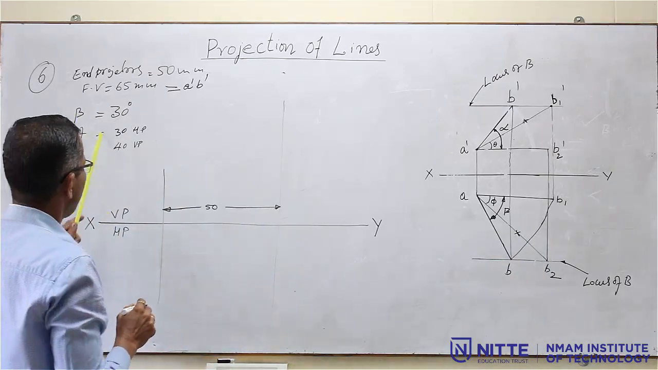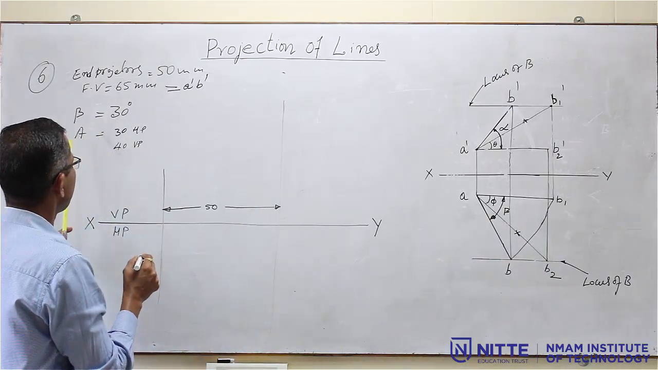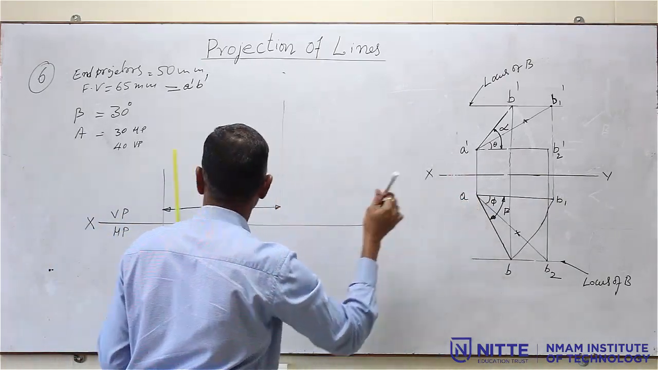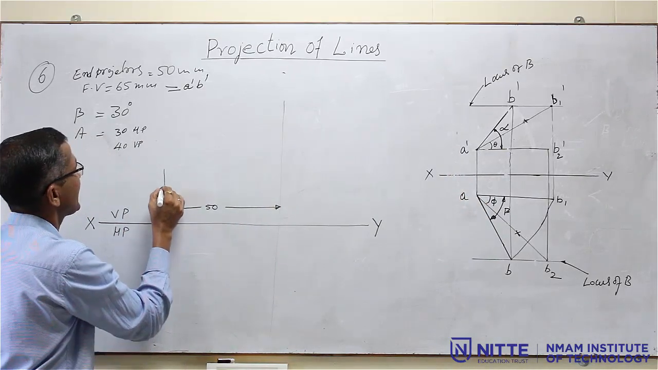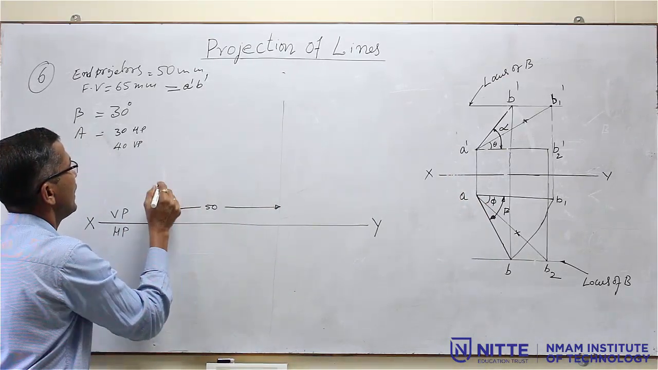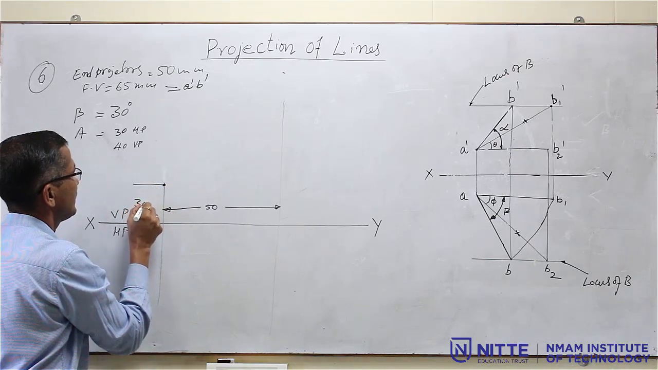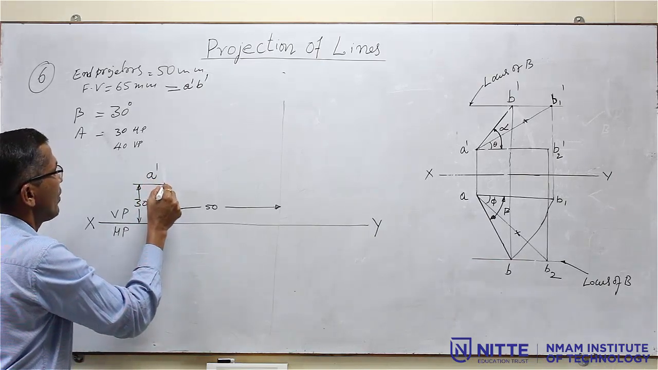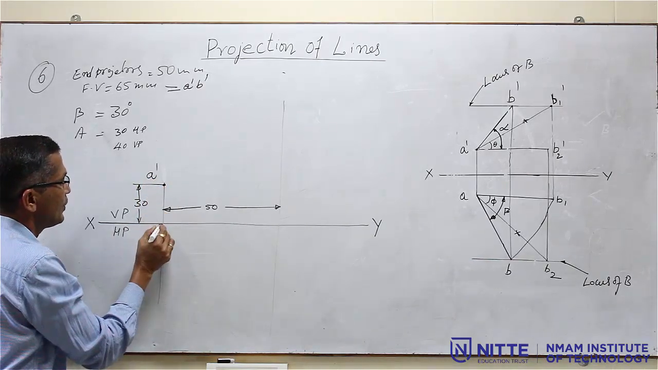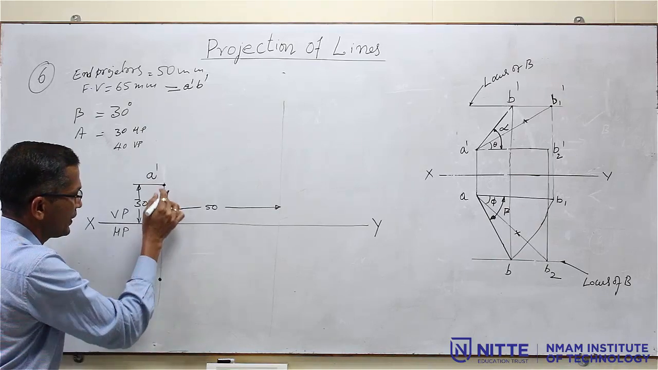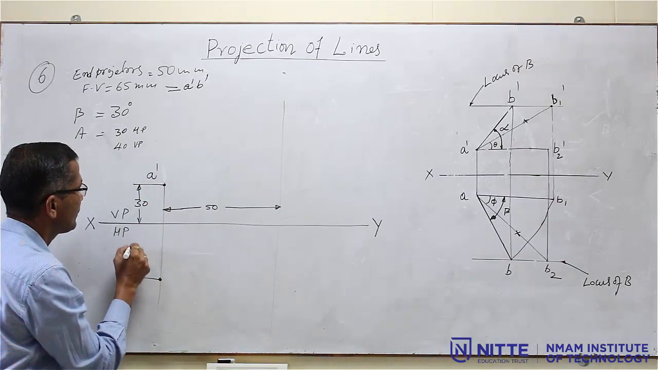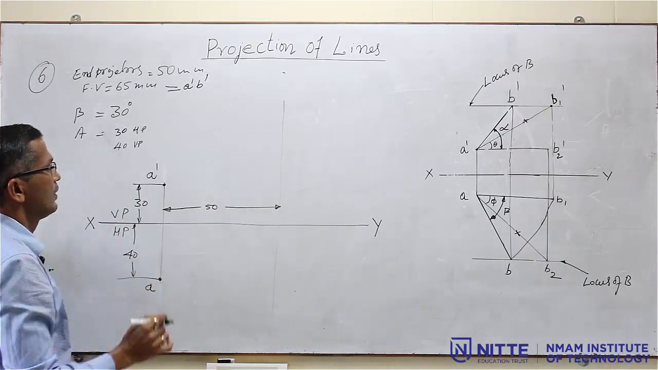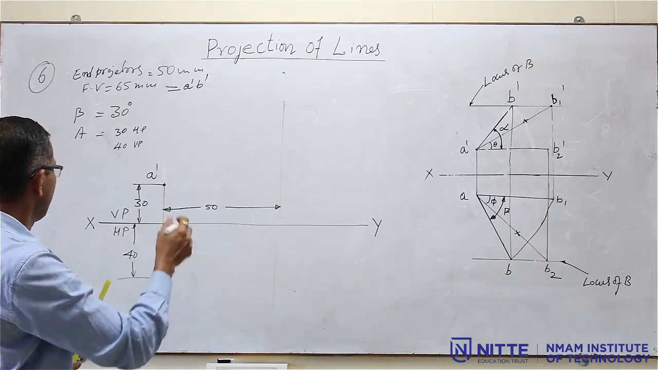So here they are given the location of A. Where is A? A is in this end. How much above HP and in front of VP is given. From the XY line you measure a distance of 30 mm and mark this as A dash. Similarly, 40 mm in front of VP. From the XY line you measure a distance of 40 mm on this end projector. This is 40. Call this A. So this information is used.